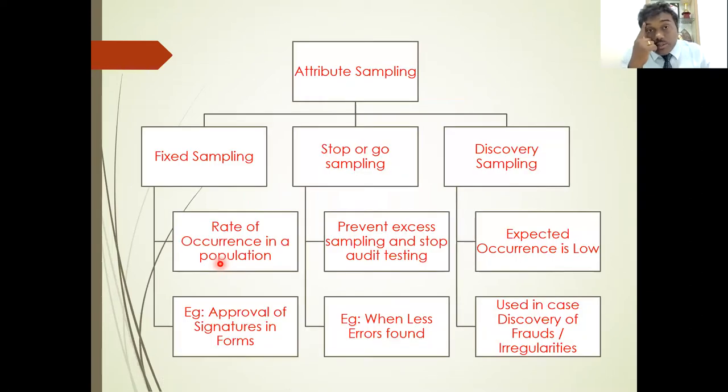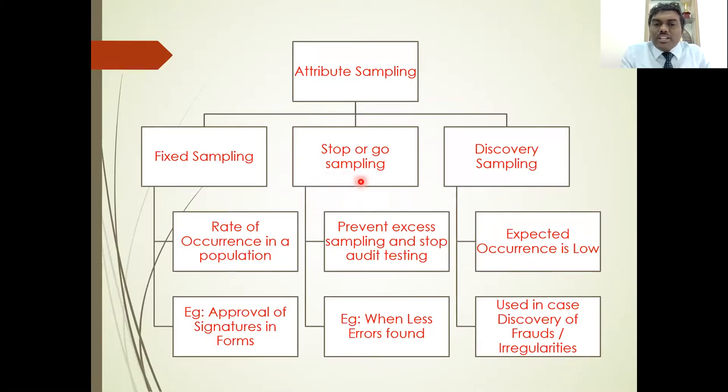Okay. Next, within attribute sampling, you have multiple methods. Remember what I told you, attribute sampling is used for compliance testing. So fixed sampling, rate of occurrence in a population. Example, approvals in signature forms, you can use fixed sampling. Every fifth, third, fourth, fifth.